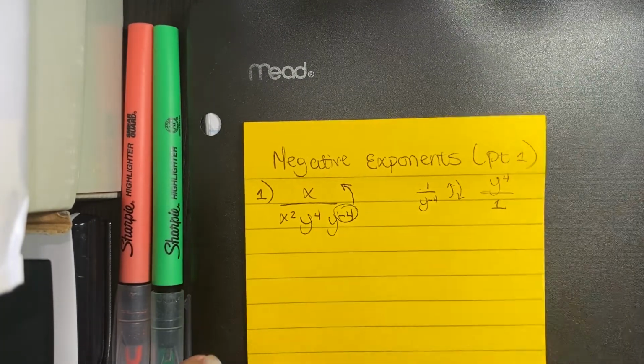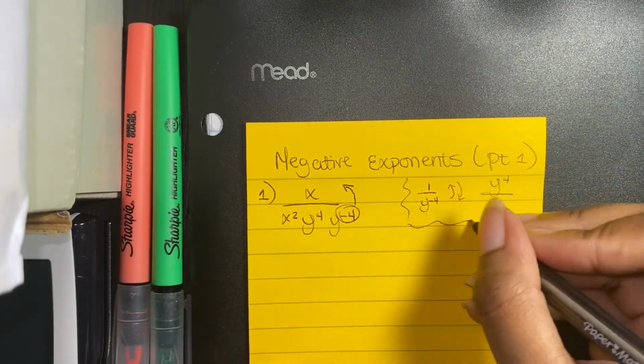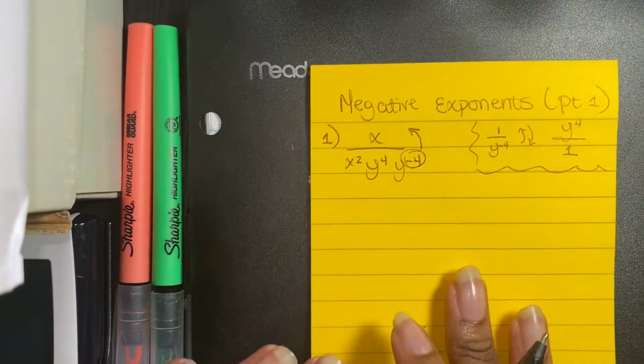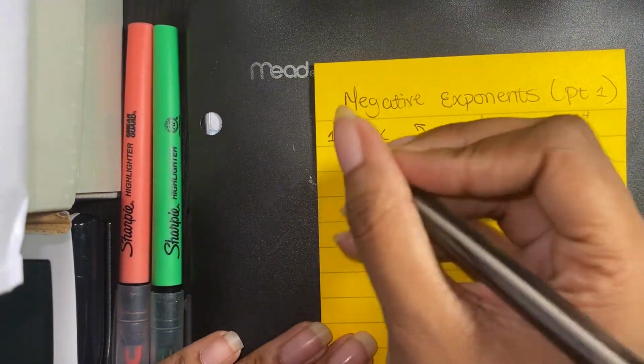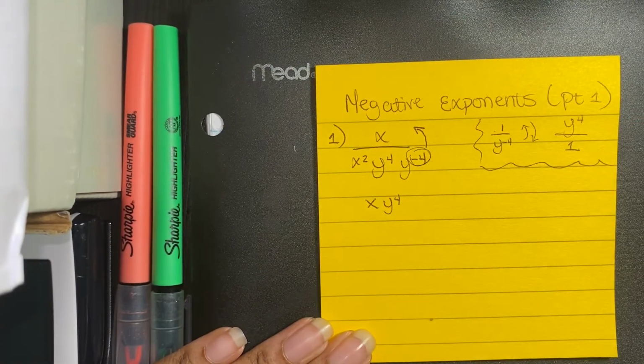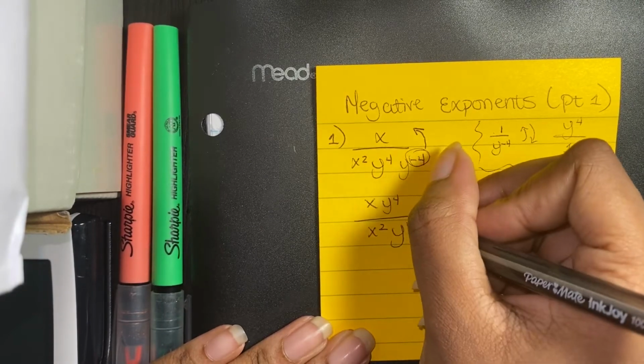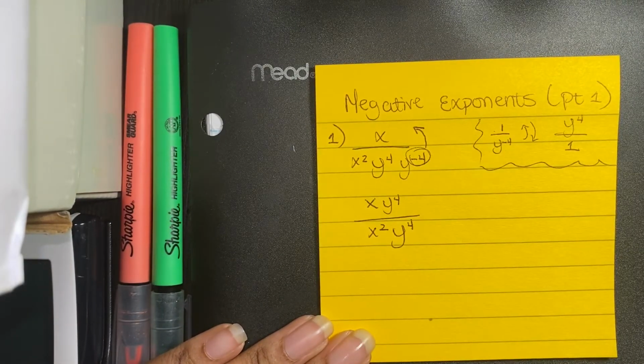So basically this is 1 being divided by y to the negative 4. It's an imaginary 1. There's always a 1, because the same thing divided by 1 is itself. So when I move it to the top, it's y to the 4th divided by 1, so just basically y to the 4th. So now we have x being multiplied by y to the 4th divided by x squared and y to the 4th.